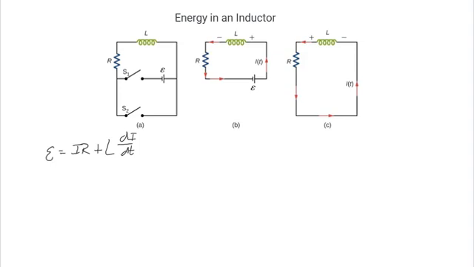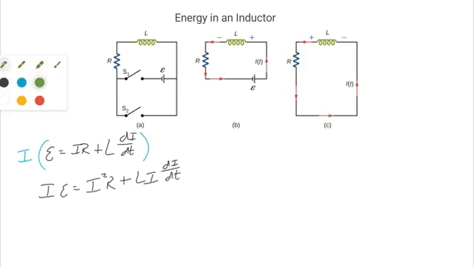Okay, so we want to start looking at energy, and we know that energy is closely connected to power. So if I take this equation and I multiply it through by I, the result that we get looks something like this: I epsilon is equal to I squared R plus L I di/dt.